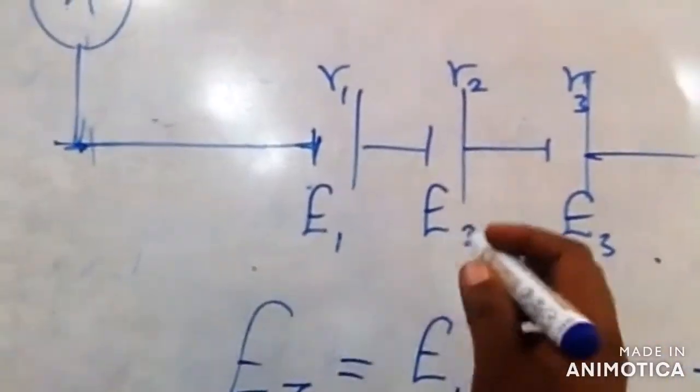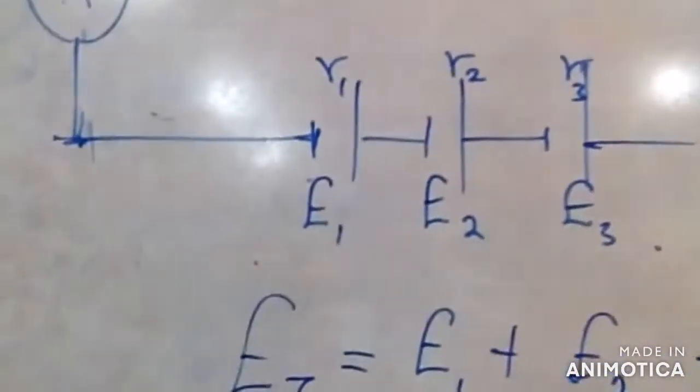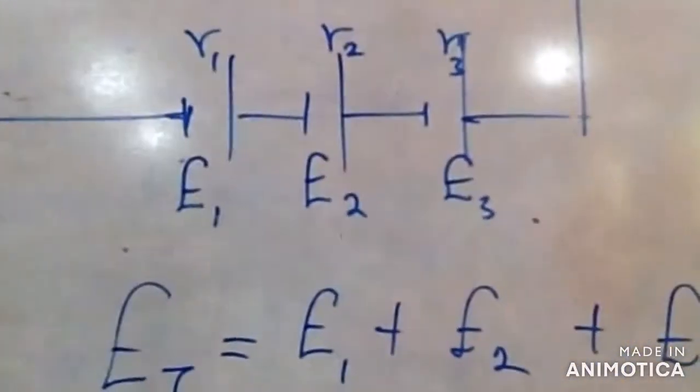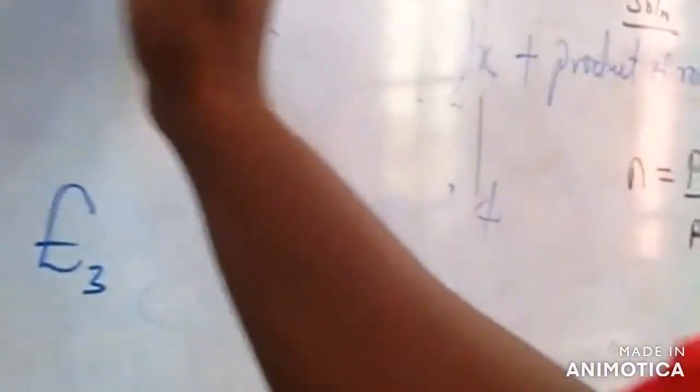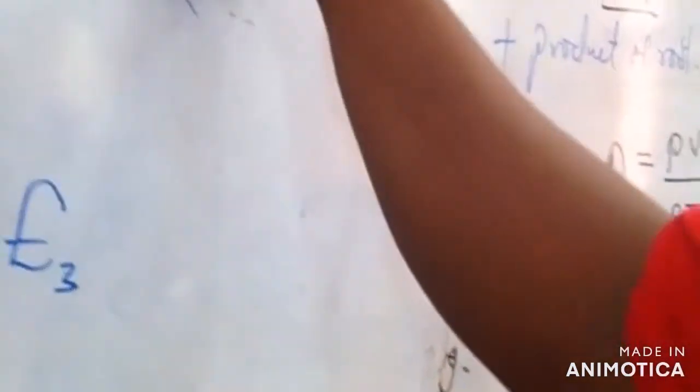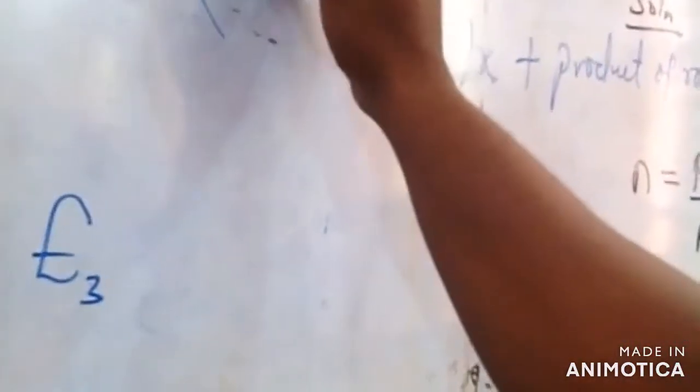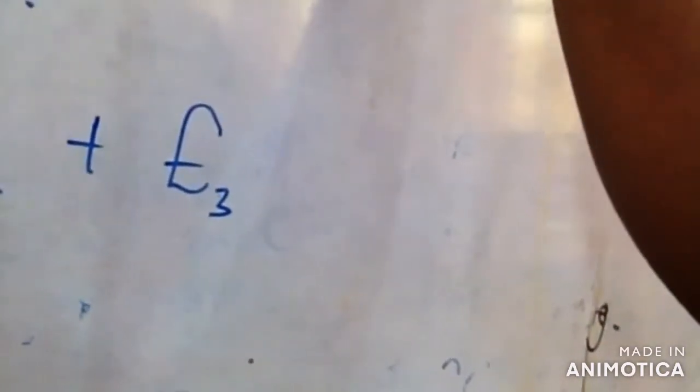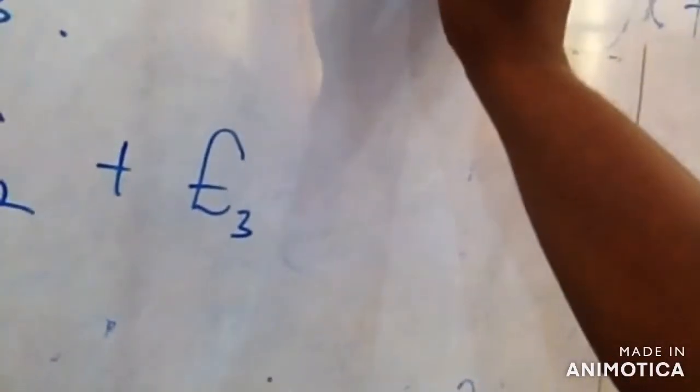But when your cells are in parallel, for example, you have something like this. Just give me an example.